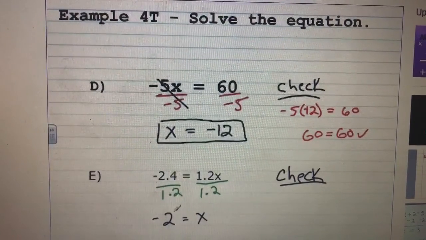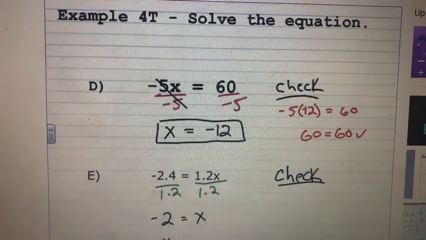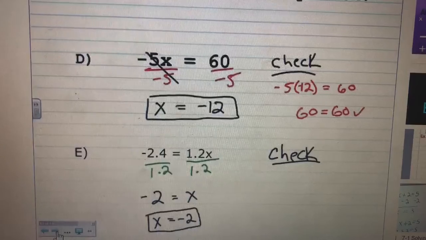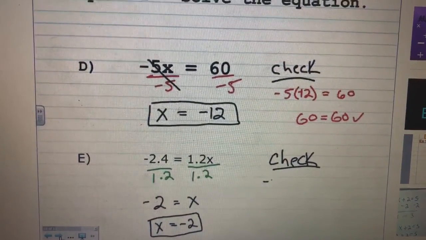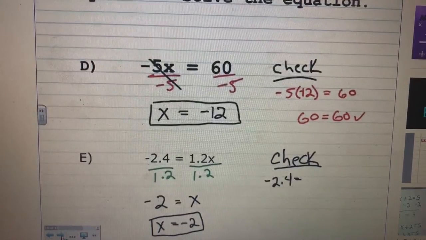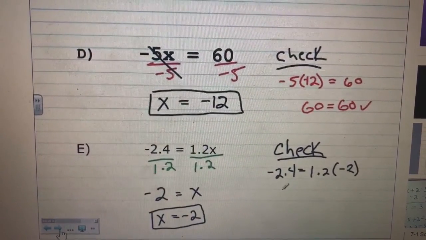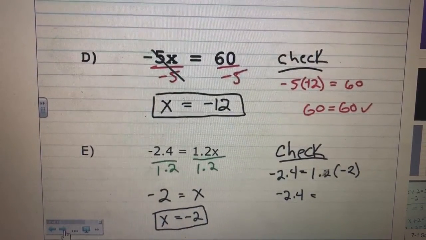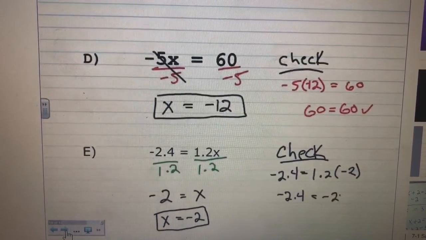Now, we need to use a property here, the symmetric property, meaning we can switch sides, saying that x is equal to -2. It's always better to put your variable first in your equation. -2.4 is supposed to be equal to 1.2 times -2. And even though this isn't real hard, 1.2 times -2 is -2.4.